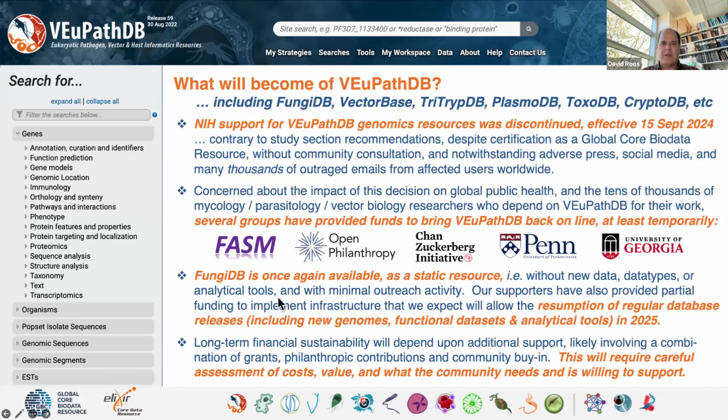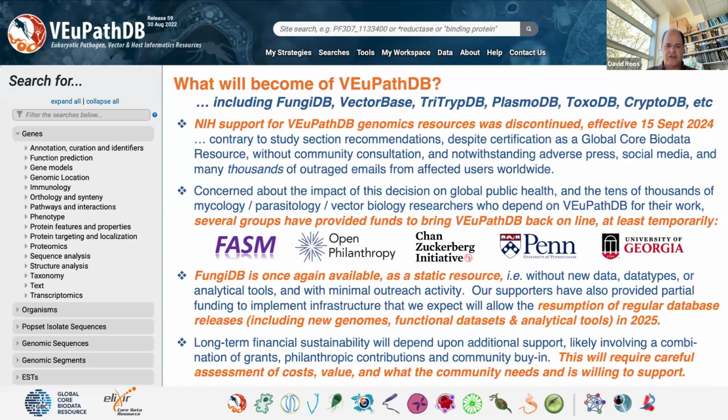But long-term sustainability will depend on additional support. And of course, we will continue to seek support from funding agencies and philanthropies worldwide. But I think it is likely that there is no world in which further support of these and similar databases will proceed without contributions from the end user communities that they support.